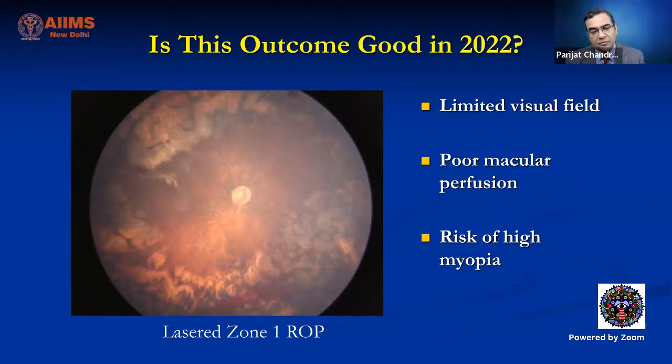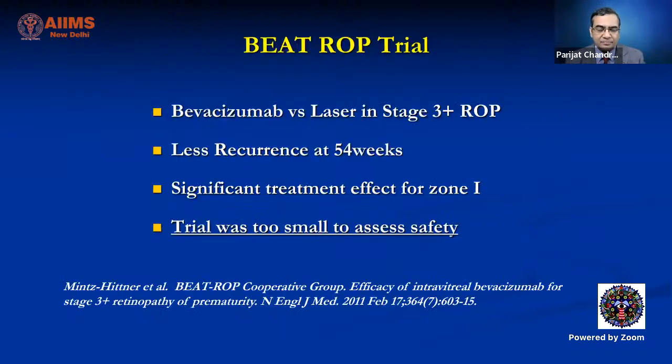Are other treatments available? Anti-VEGF changed a lot of the management of AROP because of the sheer advantages it has. It all started in 2011 with the BEAT ROP trial, which totally changed the way and brought anti-VEGF into the forefront of ROP management. Although the trial was small, to assess safety, it showed significant treatment benefit for zone 1 with significant revascularization of the retina.